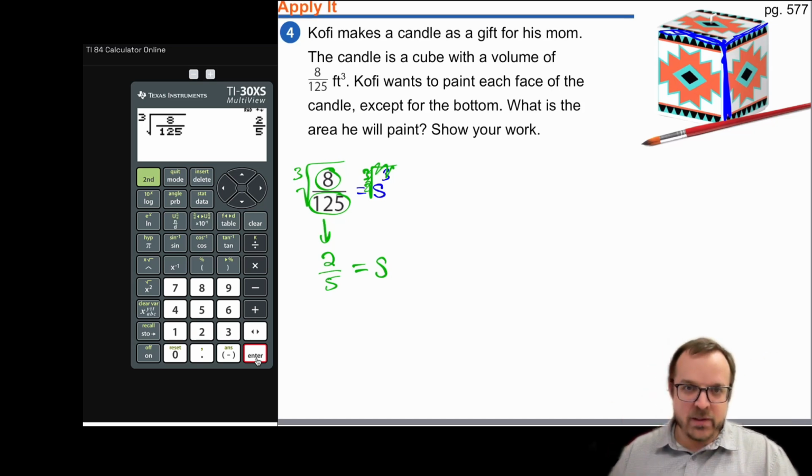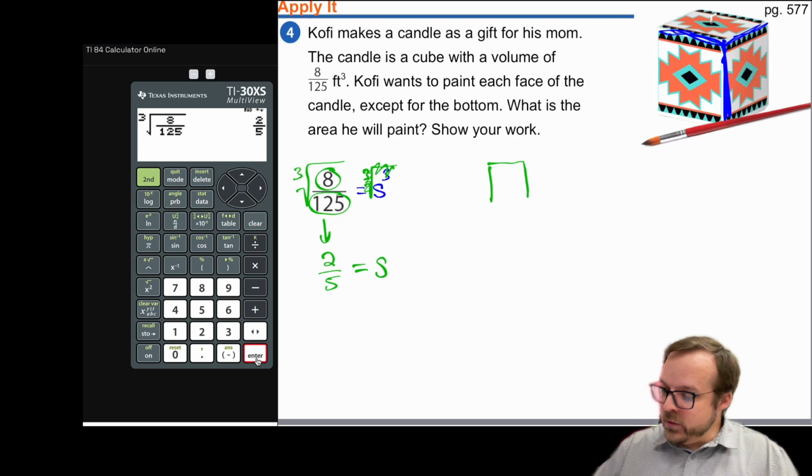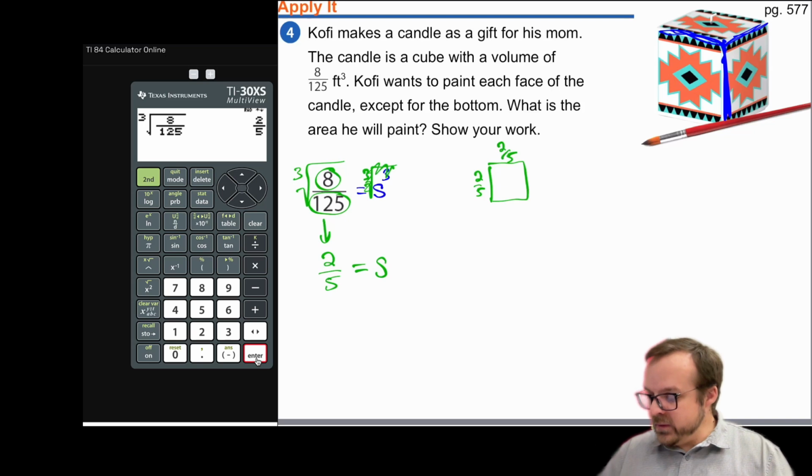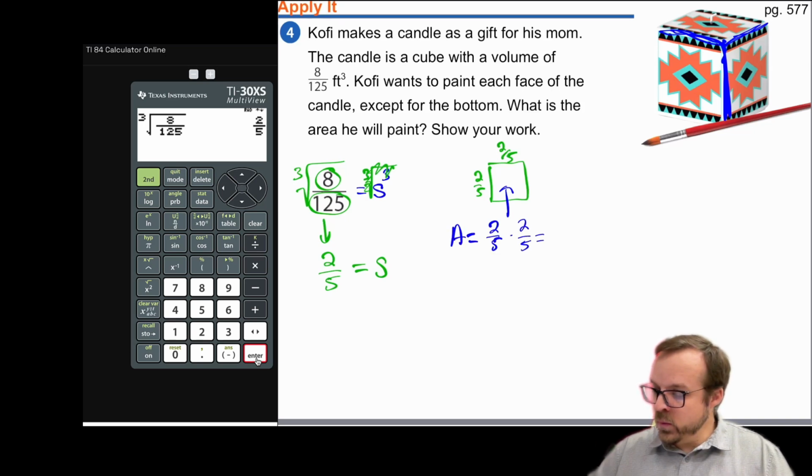But that's just the edge length. It didn't ask for the edge length. It asks for how much paint, basically, we're going to be painting with. So one side of the cube would be 2/5 by 2/5. So the area of one of the sides would be the side times the side. So 2/5 times 2/5, which is 4/25. You could do that in your calculator if you'd like.